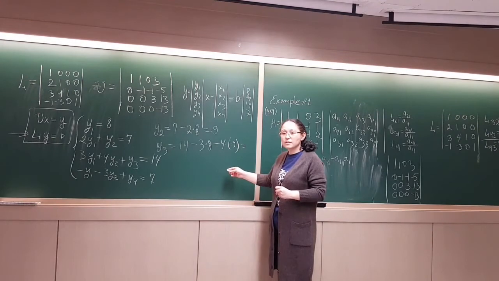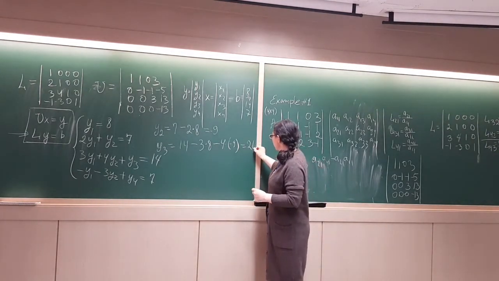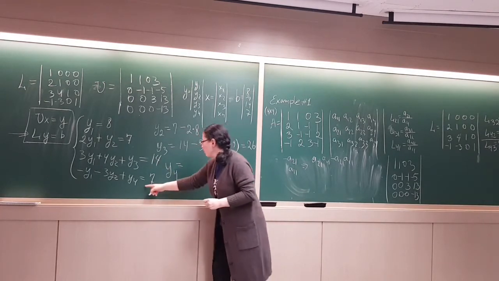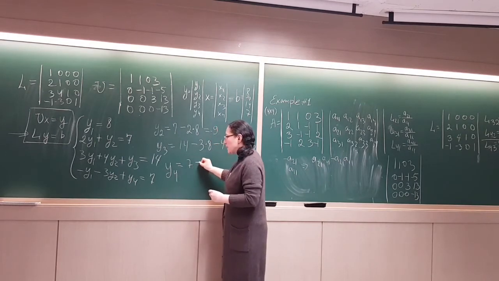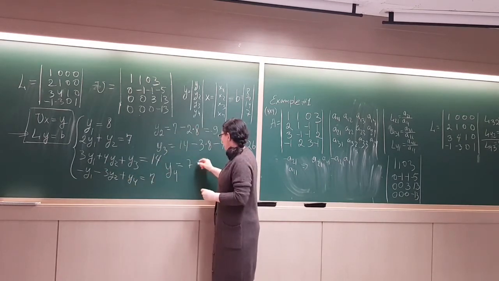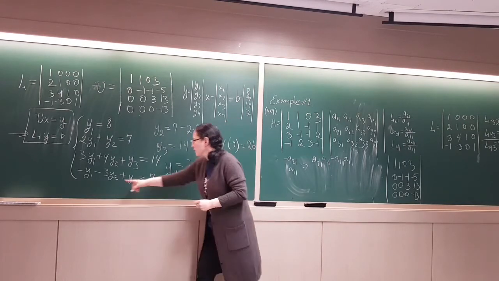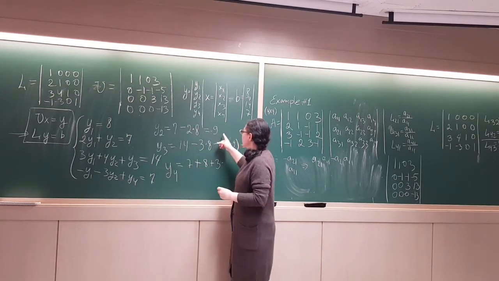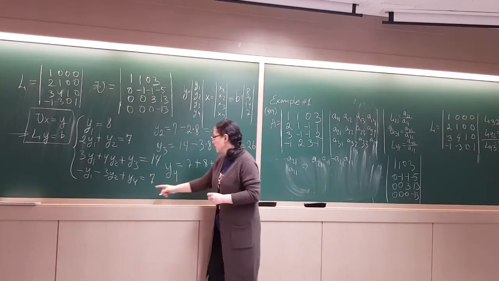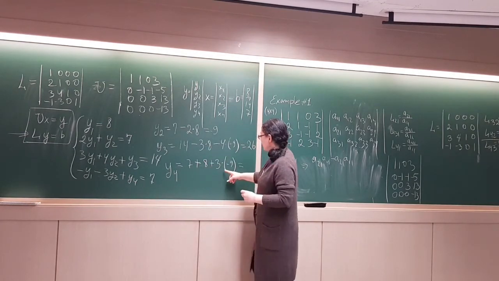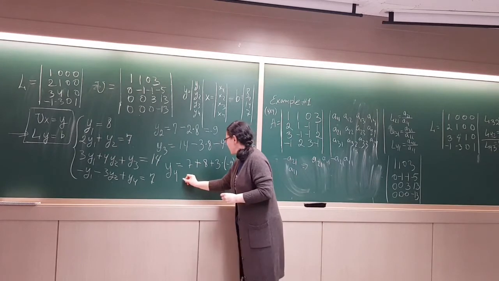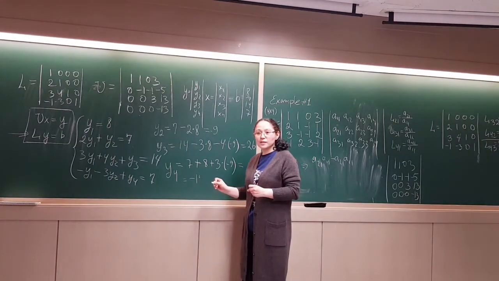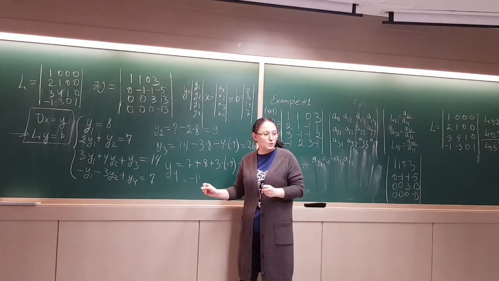Huh? 6? 26. How about y4? y4 will be 7 minus, this is plus 8, and this is plus 3 y2. y2 is minus 9, and this is, what is this? Minus 12. Minus 12? You sure? Yes. Minus 12.